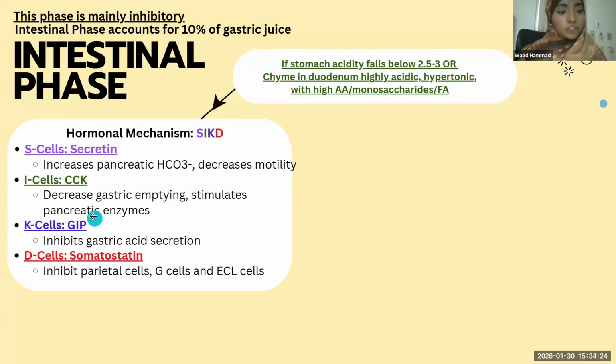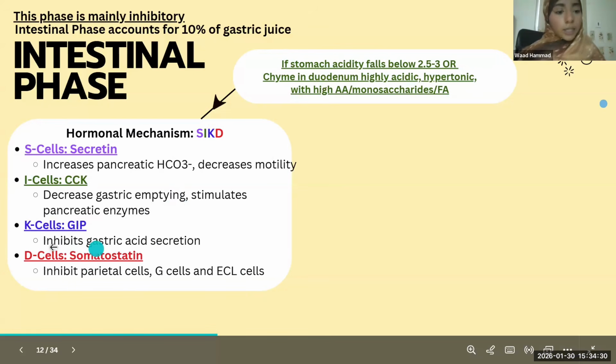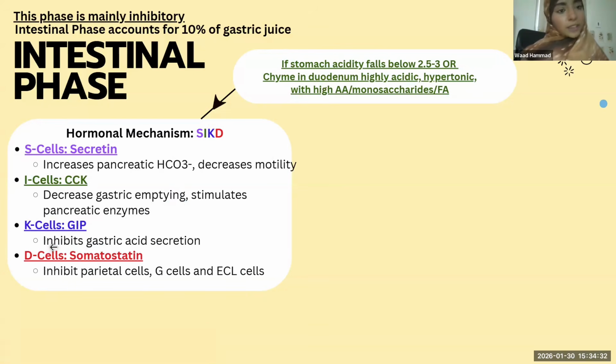K cells release GIP. GIP is pretty simple. It goes directly to the parietal cells and it inhibits gastric acid secretion. And then last but not least, we have the D cells, which we already know.